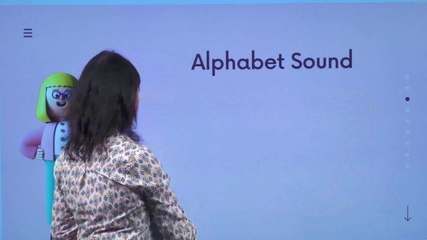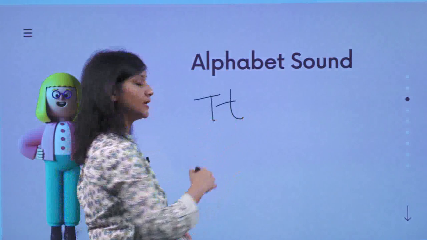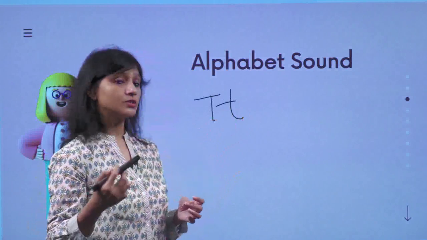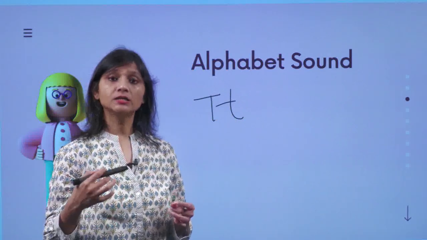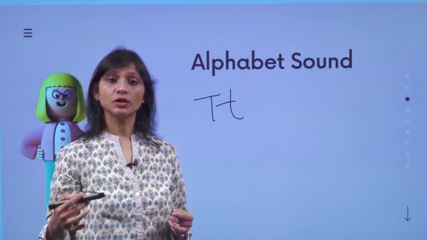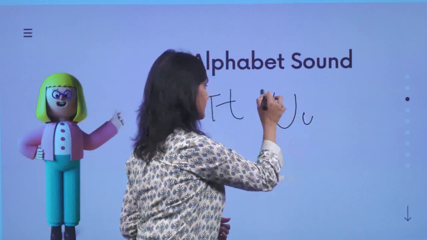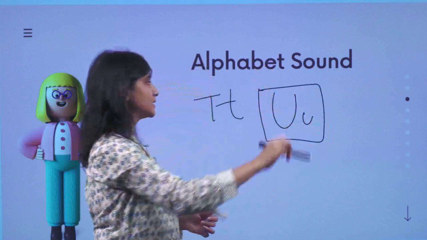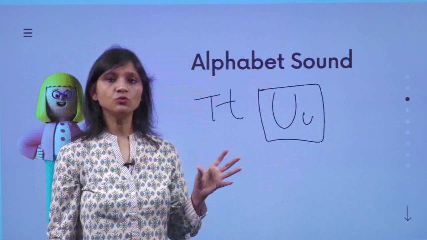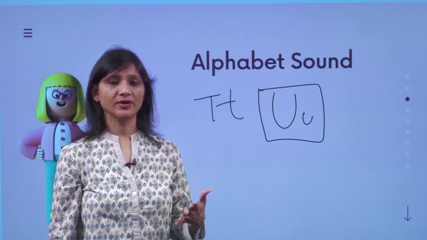Now we go to the next letter, that is T. The letter sound is "tee." The phonic sound is "t." Tiger, tub. Then we have, I'll again put it in the box, because this is U. U, umbrella.